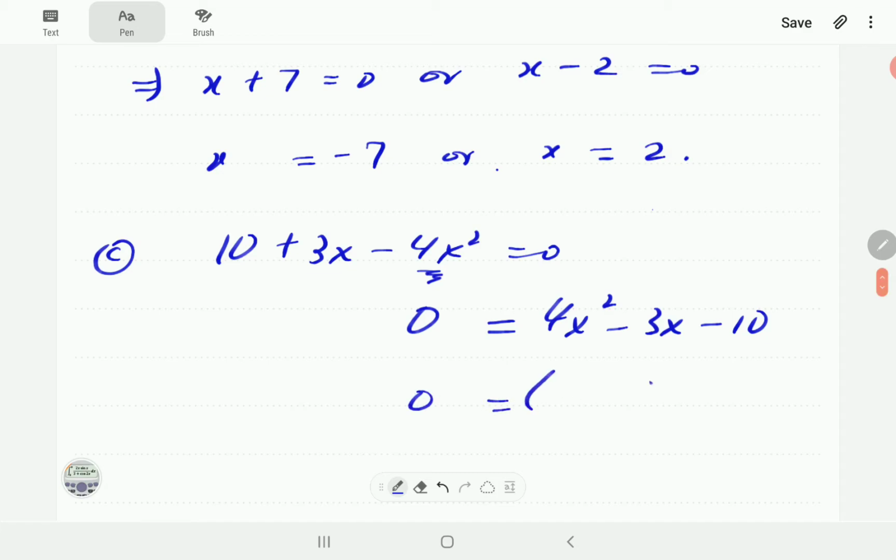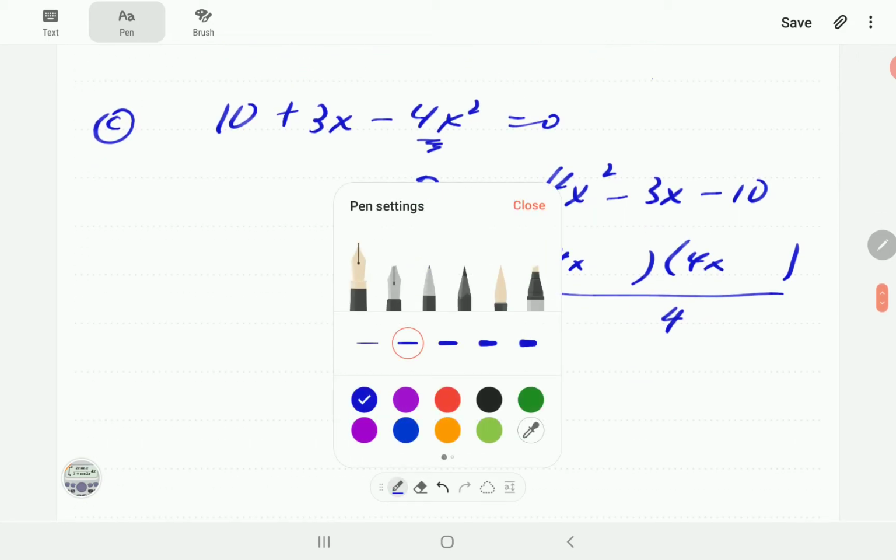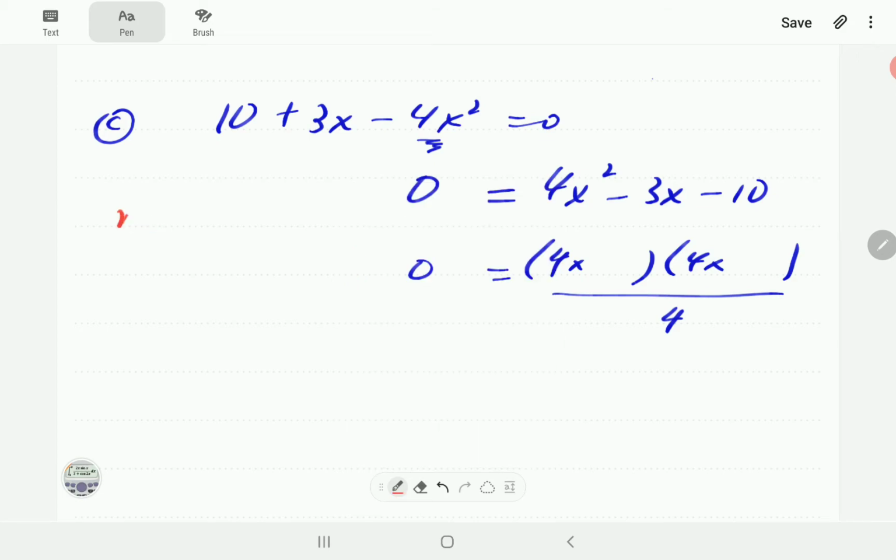Then we factorize this. We have got to look for two numbers that multiply to give negative 40 and add to negative 3. So mn is negative 40, m plus n is negative 3. Okay, well, those two numbers are going to be negative 8 and 5. So we're going to have 4x minus 8 here and 4x plus 5 there.